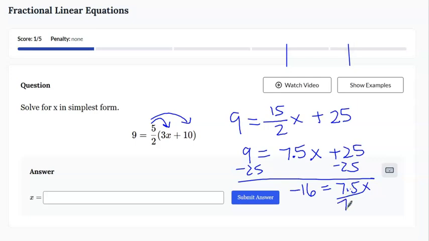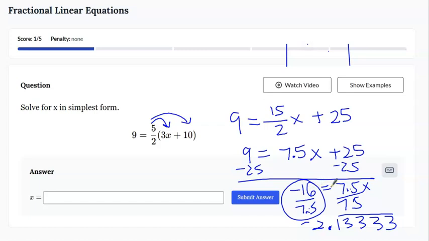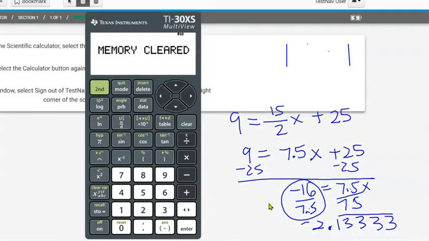Now in this problem, when I divide by 7.5, I get a really long decimal. And this, I'm not allowed to keep. So I need to convert this back into a fraction form, a fraction that doesn't have decimals in it. So you can press that button on your calculator if you know how to do so. If you don't remember how to do it, here are the button sequences. -16 divided by 7.5 gave me a really long decimal.